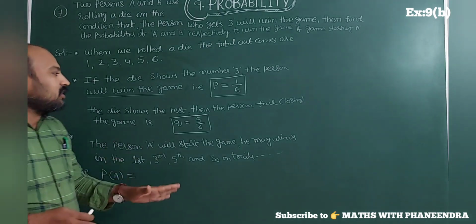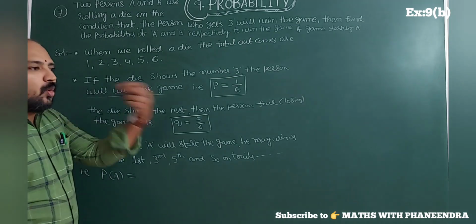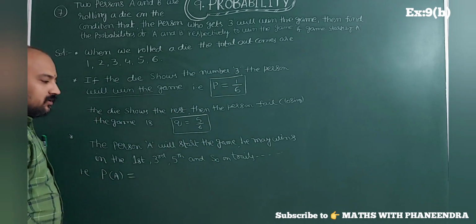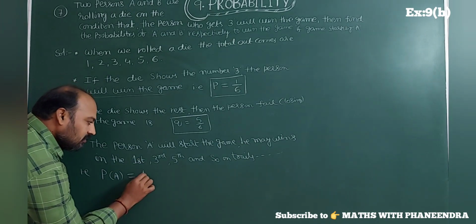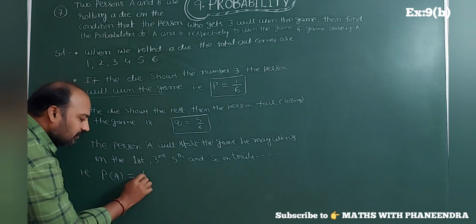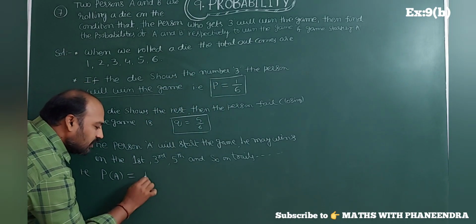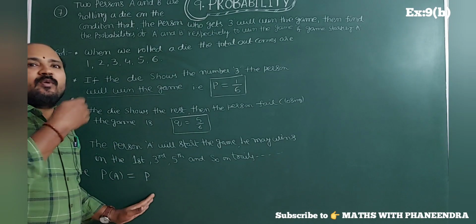So the person starts the game with A, no? So he rolled a die. So we got directly the number 3. So first way, whenever he got number 3, what is the possibility? 1 by 6. So like this first you write it, P. He succeeded in the game. Whenever he succeeds the game, stop.